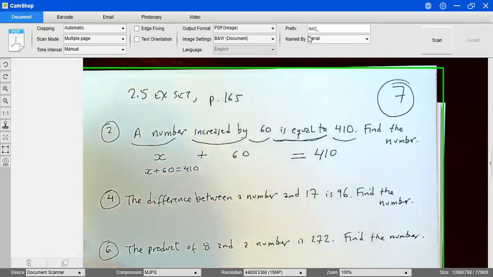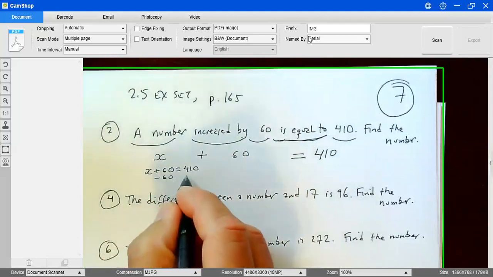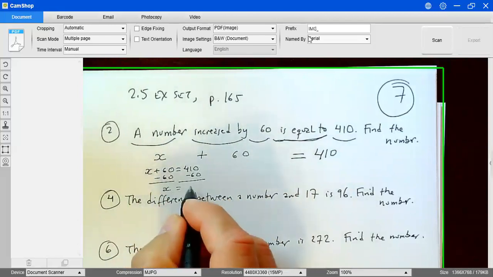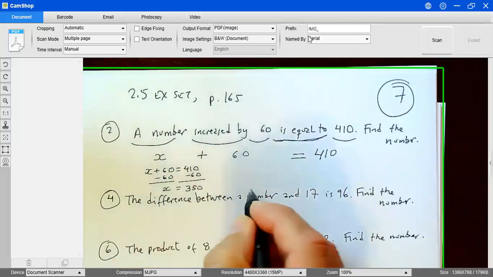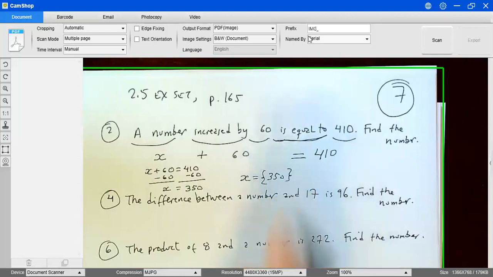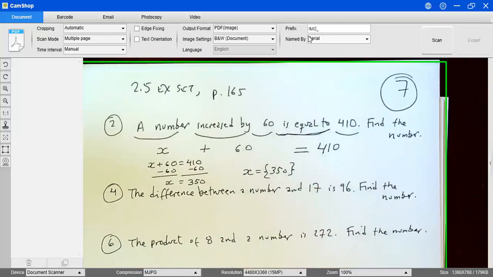You just need to isolate the variable by subtracting 60 from both sides of the equation. So you're gonna get x equals 350. So this is the answer.